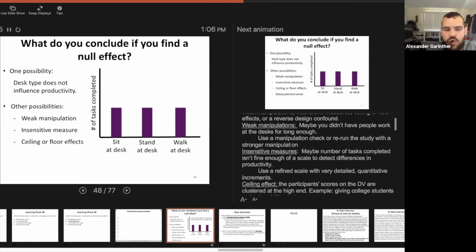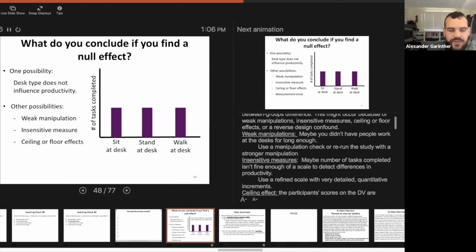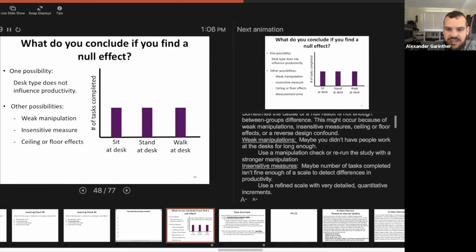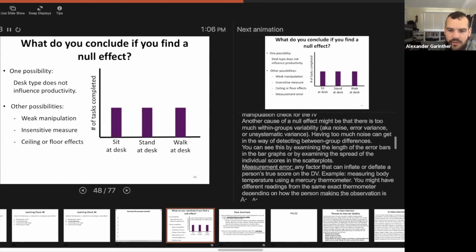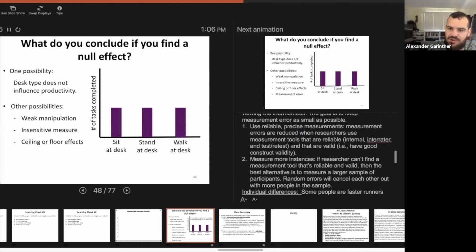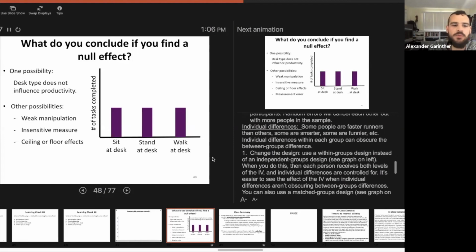So this is something to keep in mind, especially when picking a dependent variable. Something to be aware of. There can also be any number of issues that could lead to a null effect.